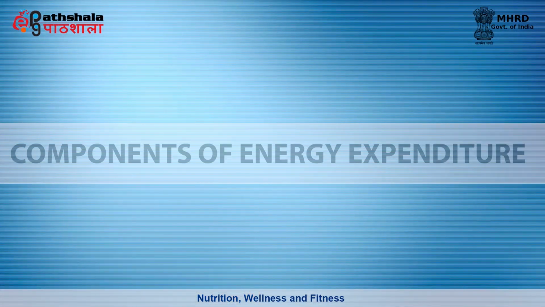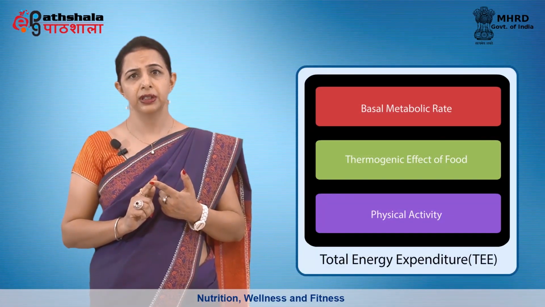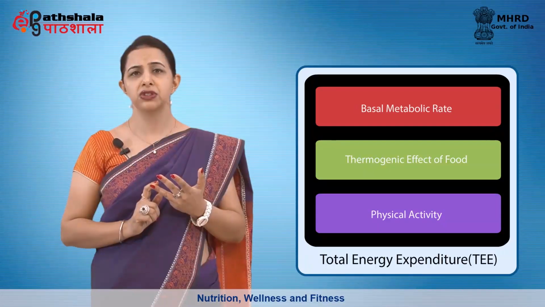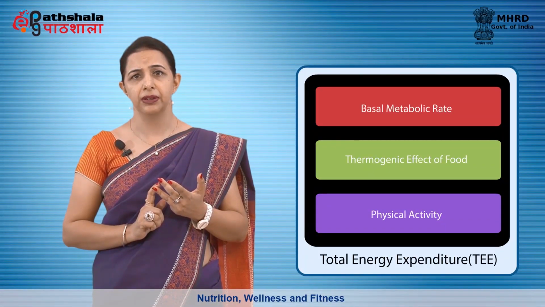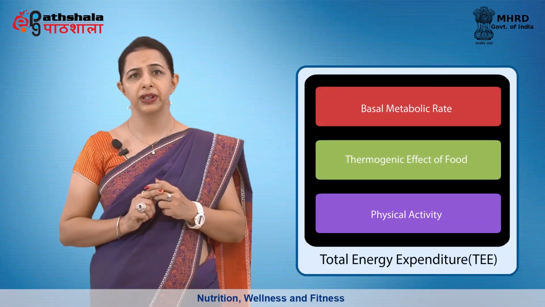Now, what are components of energy expenditure? The three components of energy expenditure from human body are basal metabolic rate, thermogenic effect of food and activity thermogenesis, which is also known as physical activity. These three components combine to form what is known as total energy expenditure. Let us discuss them one by one.